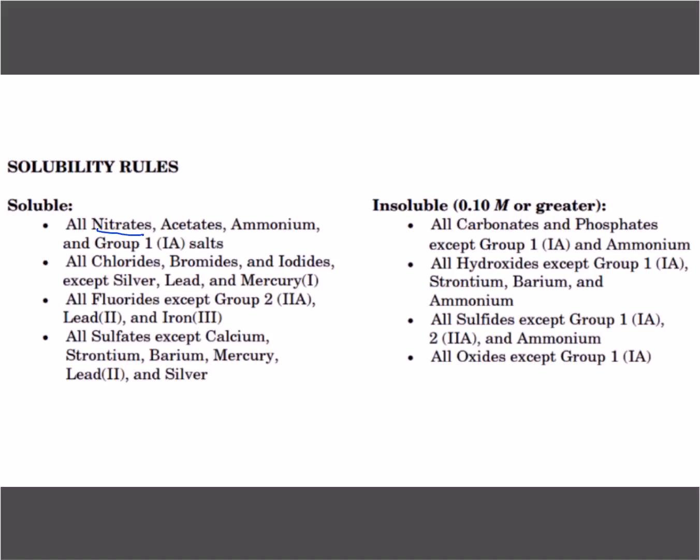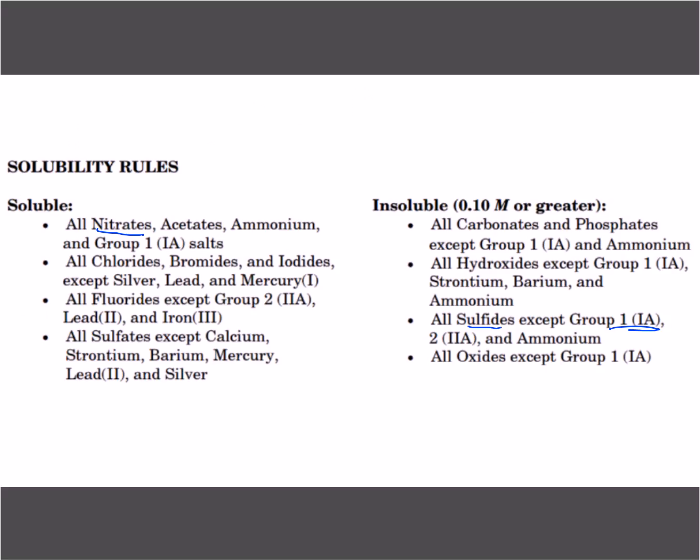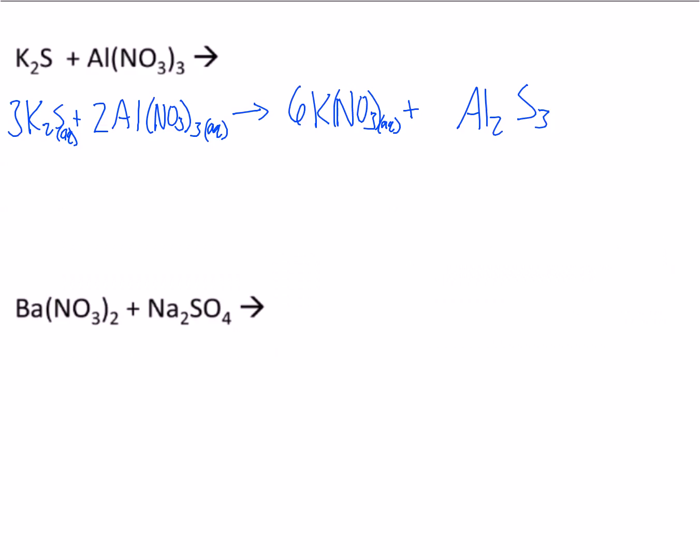Nitrates, they're all soluble. Sulfide is over here, except for group 1. Now, aluminum sulfide, if we go back here, aluminum is not one of the exceptions. It's not group 1, it's not group 2, it's not ammonium. Therefore, this is going to be a solid. So, guys, that is our B equation. B is just our balanced equation.